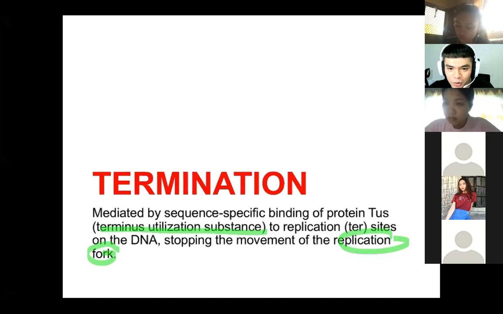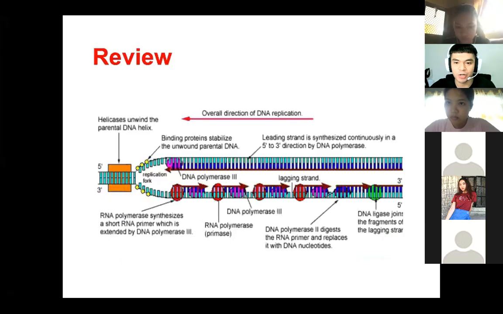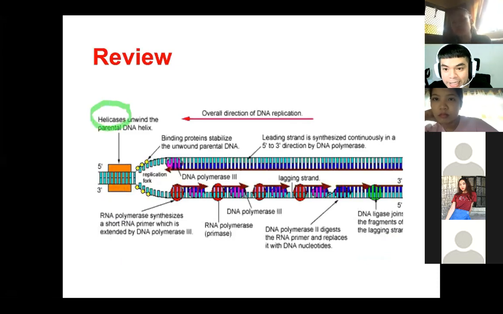Review tayo ulit mula umpisa. Dito sa figure na pinapakita, ito yung summary ng DNA replication process. Una, tingin kayo sa PowerPoint, yung color orange is the helicase. Ang helicase ba ang naghihiwalay? Yes. Anong tawag sa mga yellow na yan? Sila ba'y nagme-maintain ng single-stranded? Yes. So single-stranded binding proteins.